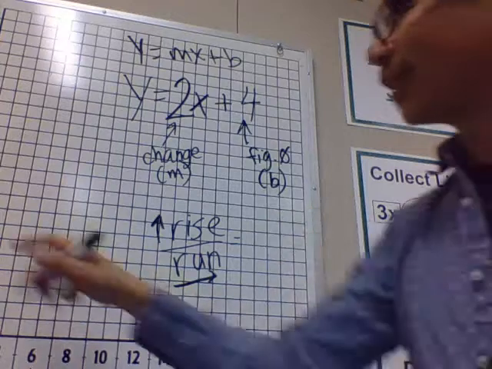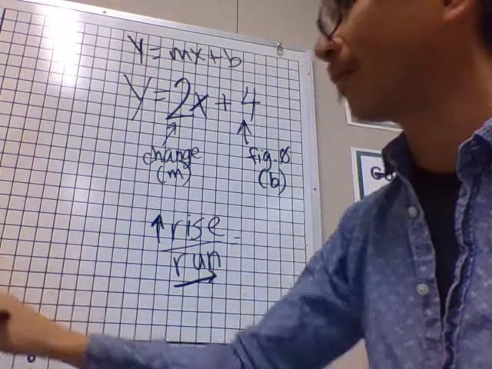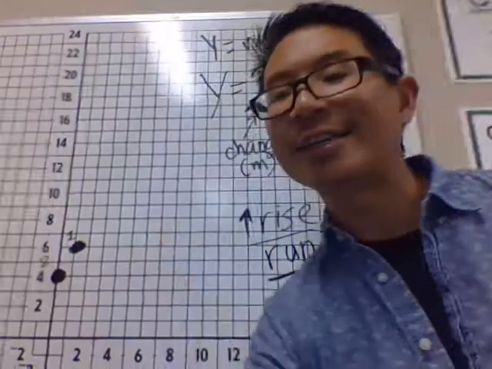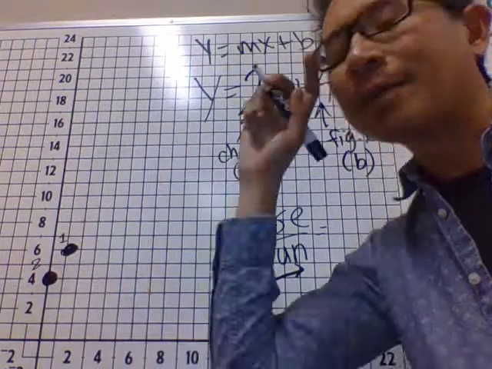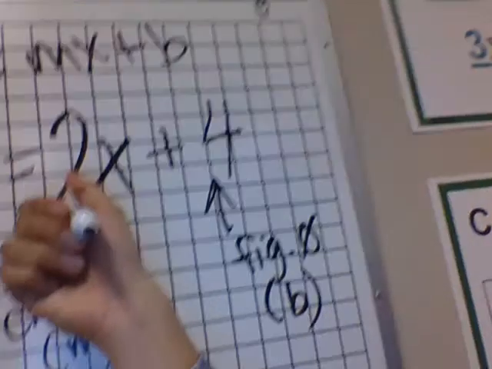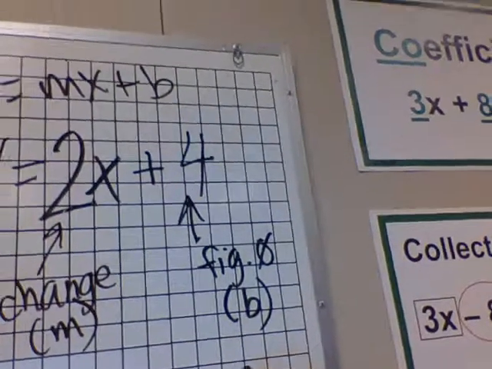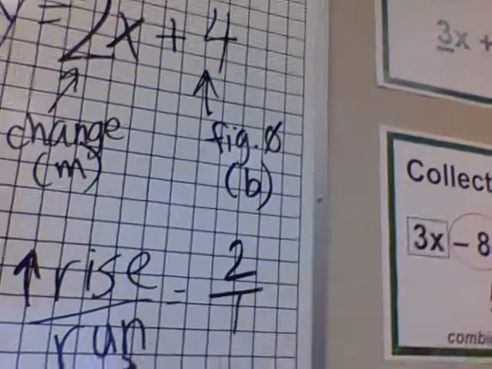So it's going to go up by 2 and across by 1. Up by 2, across by 1. As I said, it goes up by 2, across by 1, because as you can see, the clue is right there. The change is going to be 2. So every single time it's going to go up 2, it's going to cross by 1, because 2 divided by 1 is 2.